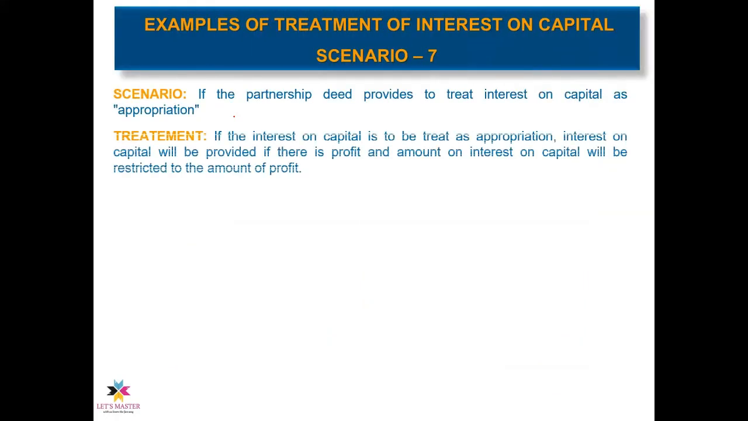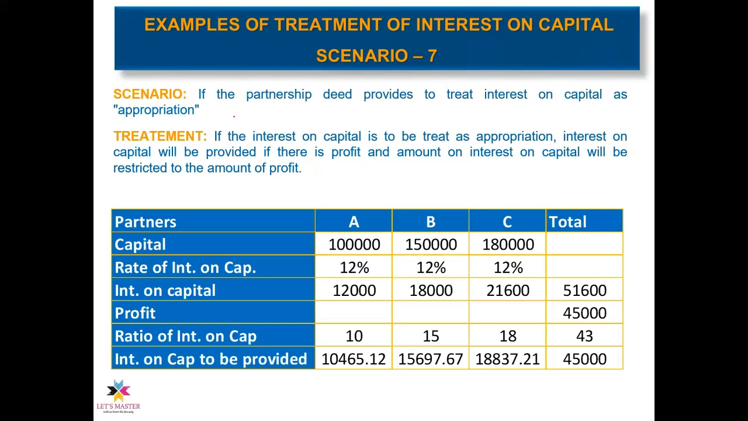Next scenario, scenario number 7, which is the last scenario. If the partnership deed provides to treat interest on capital as appropriation, in that case, what we will do is distribute the profit among the partners as interest on capital to the tune of the amount of profit earned by the partnership firm.